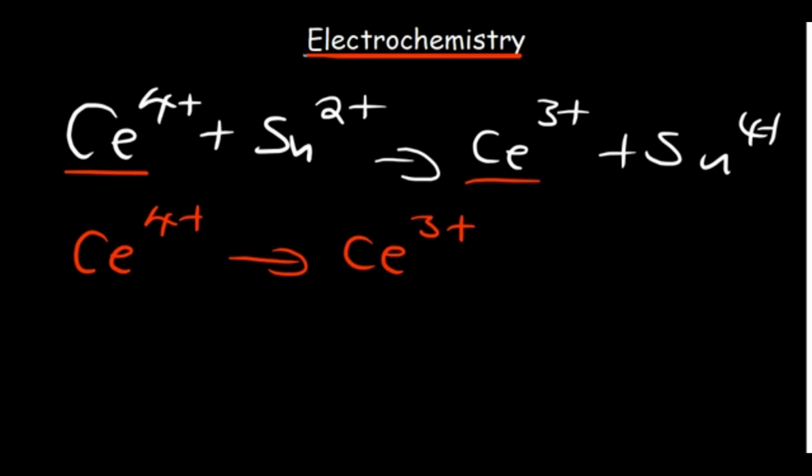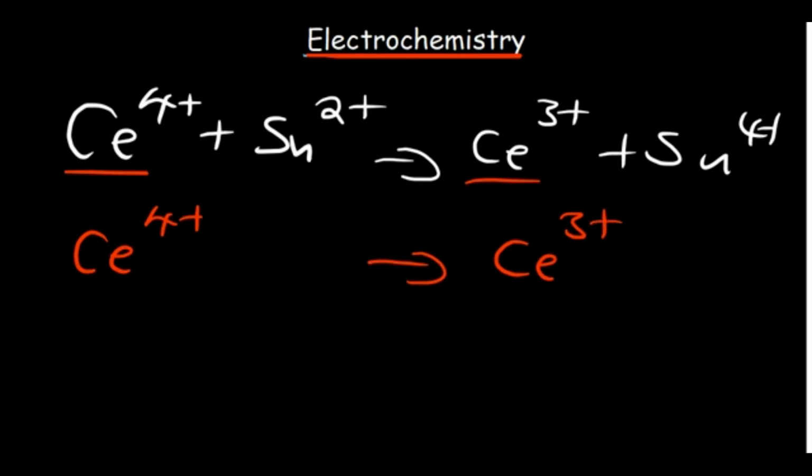Now, it being a reduction, we are moving from a 4 to 3. It tells us that it was a gain, right? So what are we going to do? We'll add an electron there, which makes sense because 4 plus a negative 1 is going to give you a positive 3. So this is a reduction reaction.